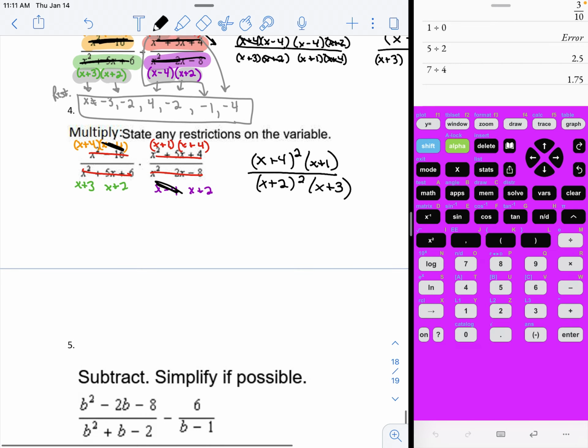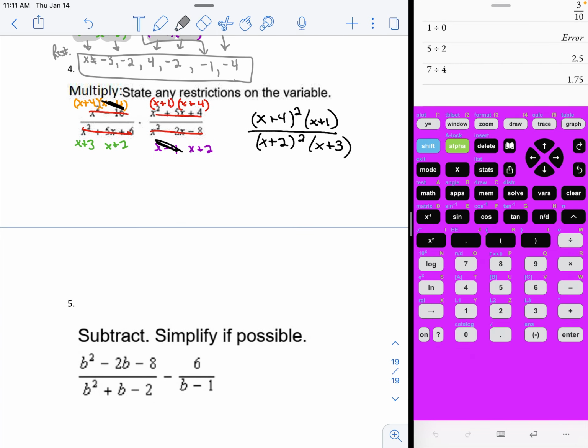The restrictions on the variables are a little less this time. They'll just be here, here, here, and here. Because it's not flipping upside down, you don't have to worry about the red at all. So your restrictions on your variables are negative 3, negative 2. What was this one? Positive 4 and negative 2 again. You don't have to write the negative 2 twice.